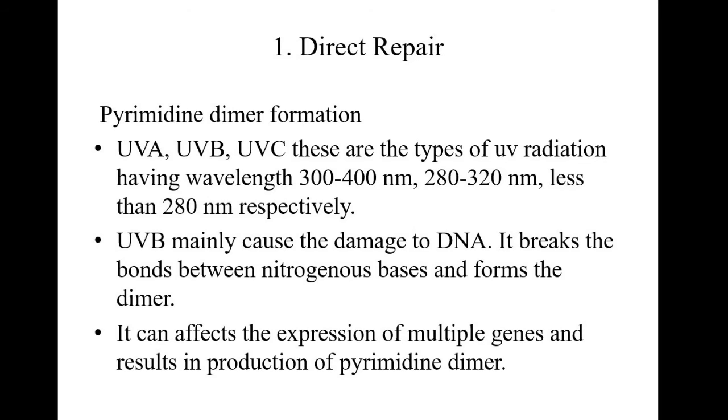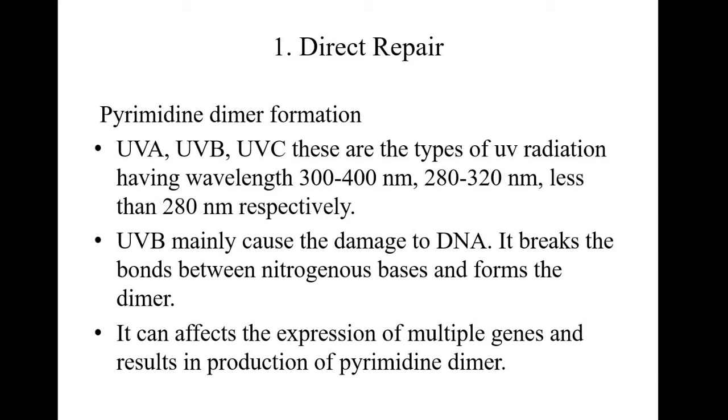First one is direct repair. In this, we are taking the example of pyrimidine dimer formation. These are the UV rays: UVA, UVB and UVC. These are the types of UV radiation, which have wavelength ranges of 300 to 400 nanometers, 280 to 320 nanometers, and UVC falls below 280 nanometers. UVB mainly causes the damage to the DNA.